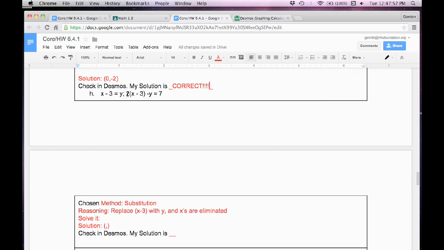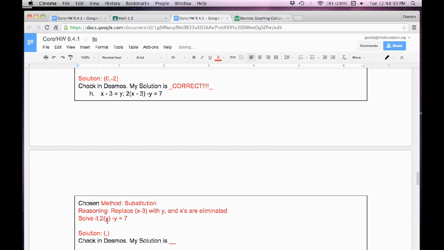Here, h says x minus 3 equals y, and then 2 times x minus 3 minus y equals 7. I see this x minus 3, and I notice it's showing up here. So instead of writing x minus 3, I'm going to write y right there. I'm going to substitute y in where I see x minus 3. So I'm going to write this equation, and I'm going to replace this x minus 3 with a y because I know it's equal to y. And then I can solve for y. So 2 times y is 2y, minus y is y. So y equals 7. Oh, that was easy.